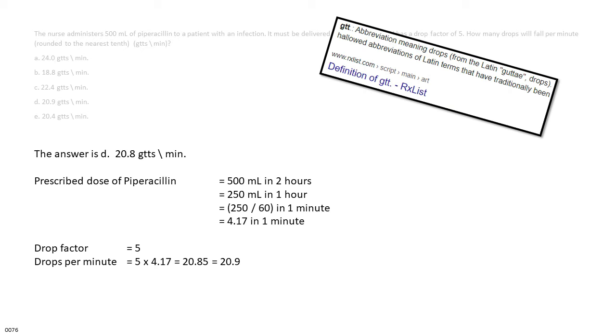The answer is D. 20.9 gtt per minute. Prescribed dose of piperacillin equals 500 milliliters in 2 hours equals 250 milliliters in 1 hour equals 250 divided by 60 in 1 minute equals 4.17 in 1 minute. Drop factor equals 5. Drops per minute equals 5 multiplied by 4.17 equals 20.85 equals 20.9.